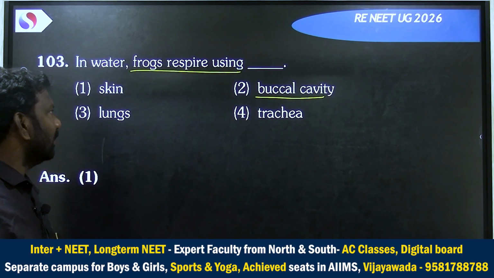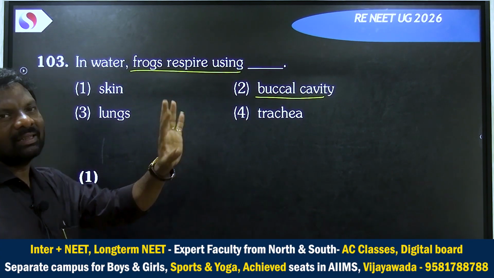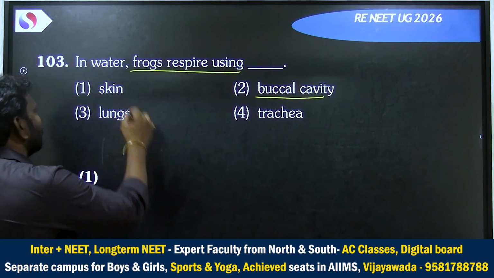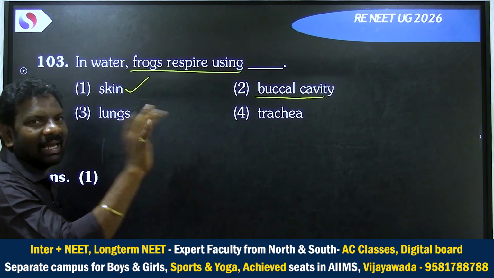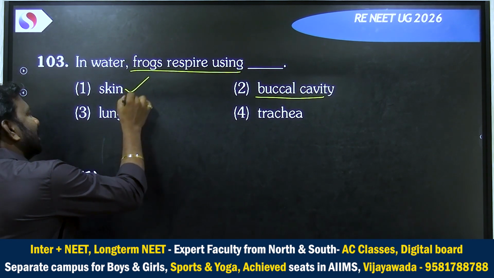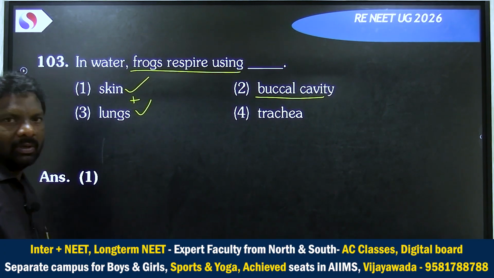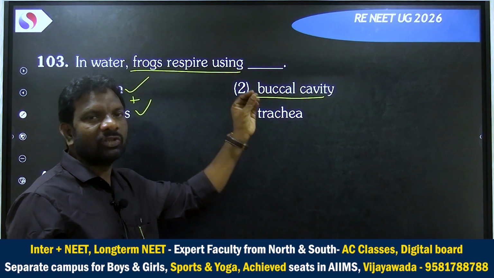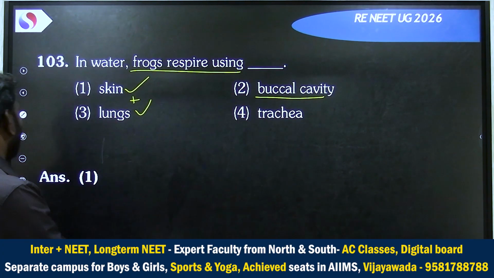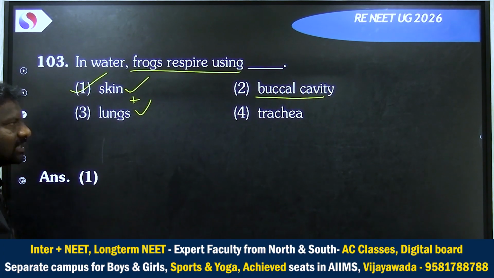And one more thing, when a frog lives in water, it respires through the skin only. When a frog lives on land, it respires through skin plus lungs. So in the question, in water, frog respires using a dash organ: only skin. That is the first option, the correct option.